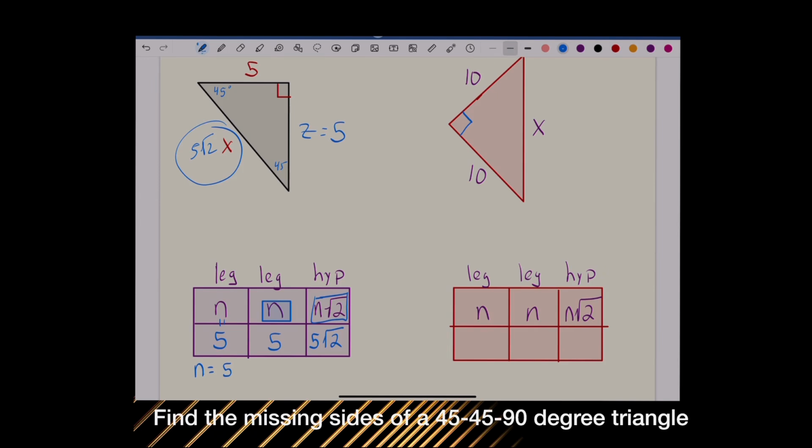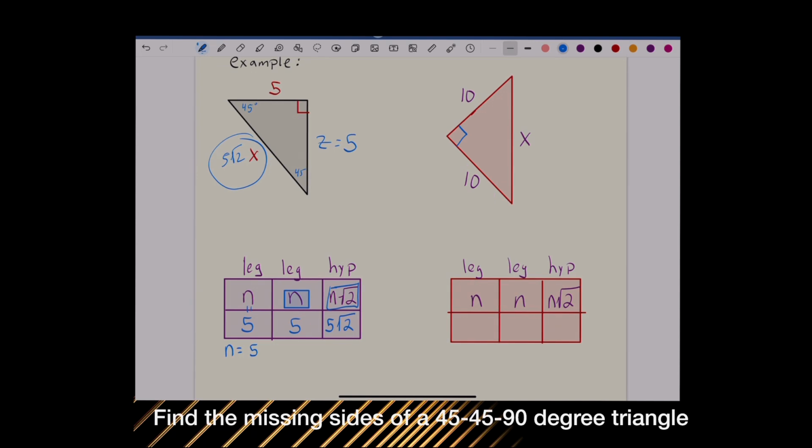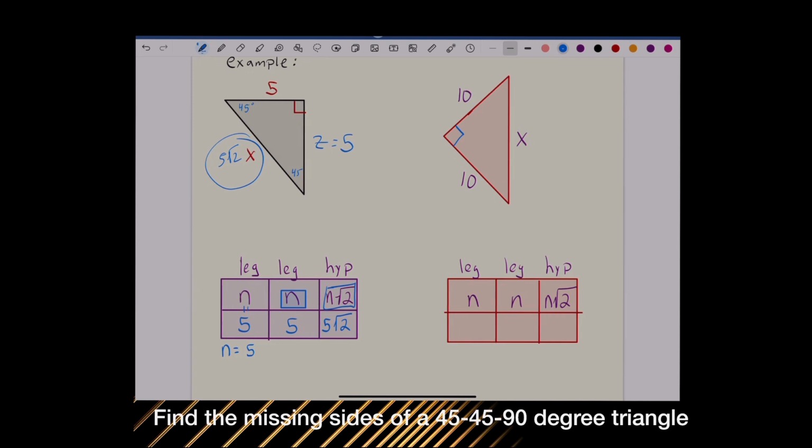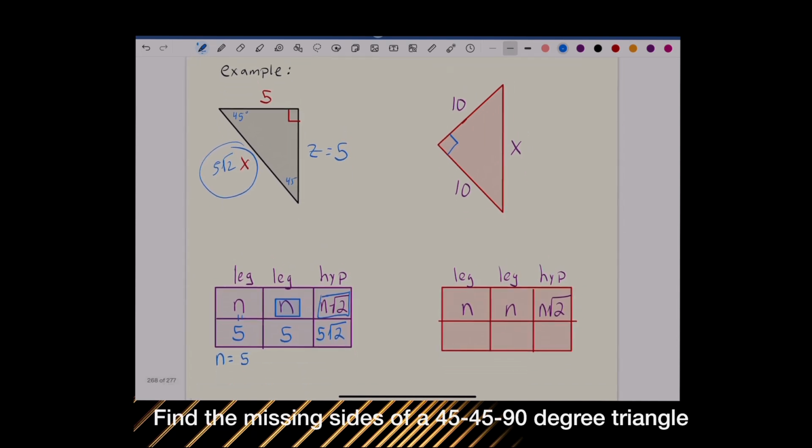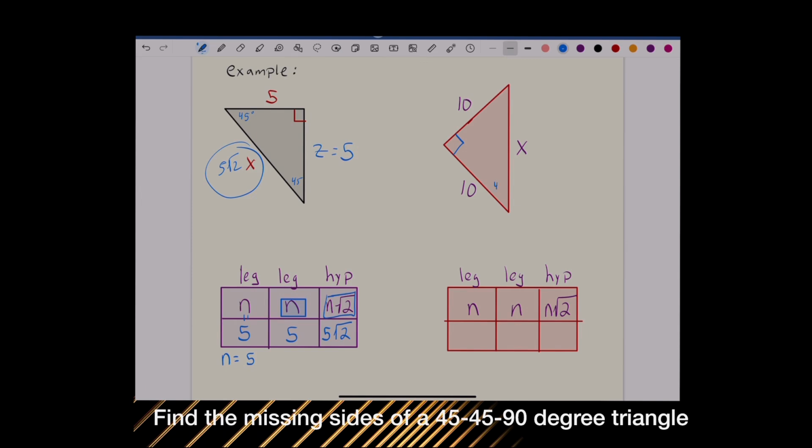The second one, it's kind of that same thing. I'm given my two legs are 10 and 10. So I know I have a 45, 45, 90. Could most of you just say, well, that's 10 times the square root of 2? Yep. Would you get the answer right? Yep. Do you have to build the table for this one? Nope.